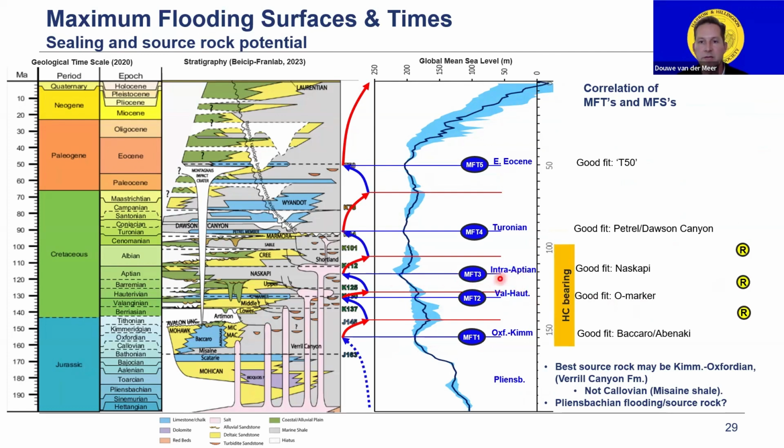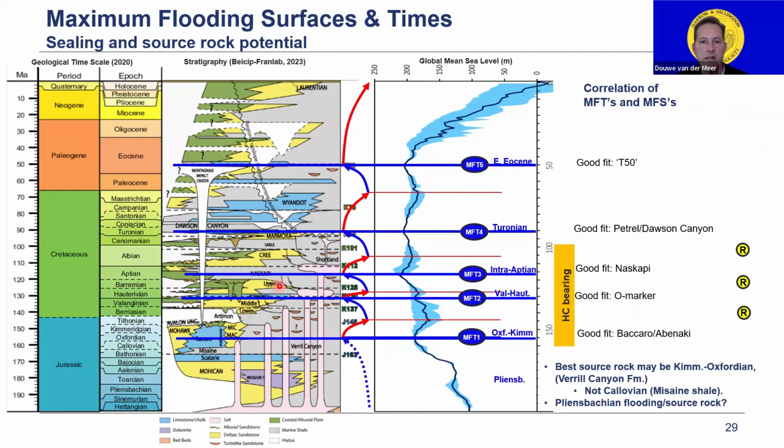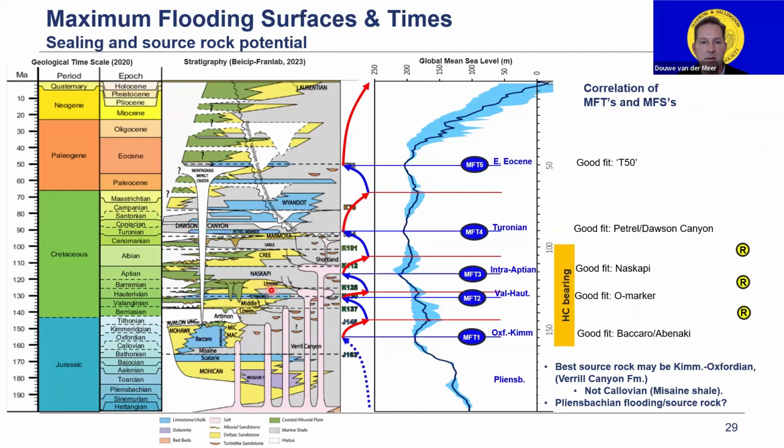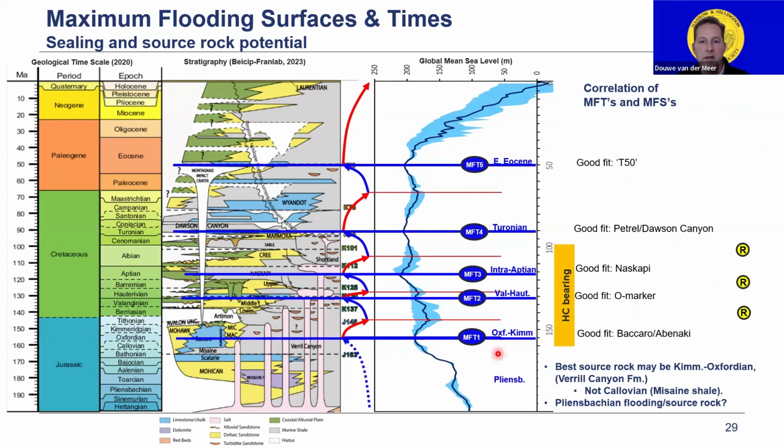And then, focusing on the maximum flooding times at these different times, do they match with the stratigraphy? I'll try to replay it here. Yeah. You can see the early Eocene matching with this deep water carbonate. You can see the Turonian flooding coinciding with this deep water carbonate and this basically shale incursion. Same for the Intra-Aptian, the Naskapi shale. Same for the Valanginian-Hauterivian with the O marker, as it's called, also again a deep water carbonate.